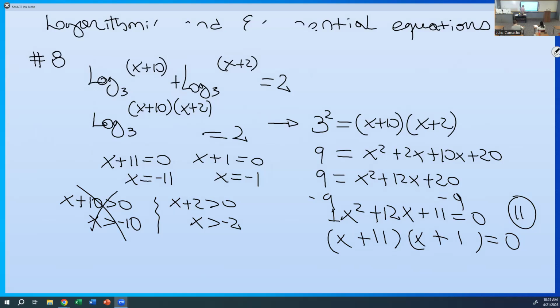Your answer is the value of x is either -11 or -1. Which one is in the domain? -1. So you can cancel this one, and that is your answer. X is equal to -1.